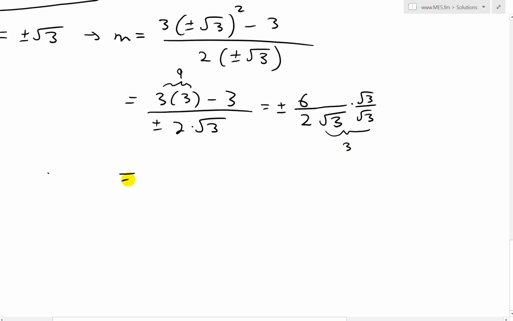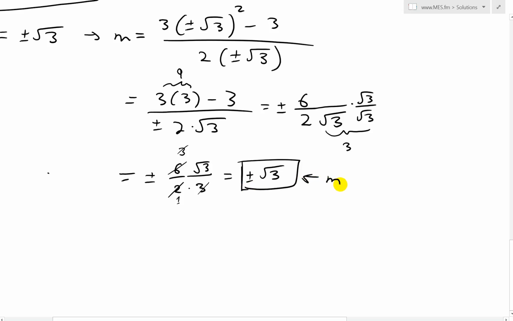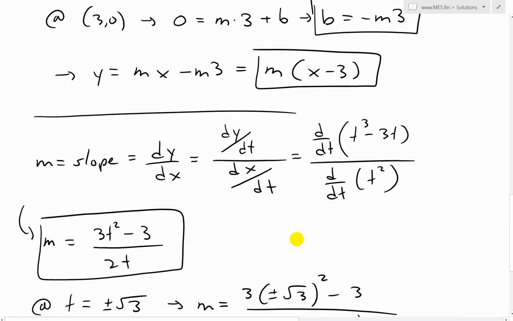The reason is that the denominator just becomes 3. So what we end up getting is plus or minus 6 over 2 times square root 3 over 3. Now 6 over 2 is just 3, and the 3s cancel. What we're left with is plus or minus square root 3. So that's all we're left with, and this is our m value. So we could plug this inside over there.